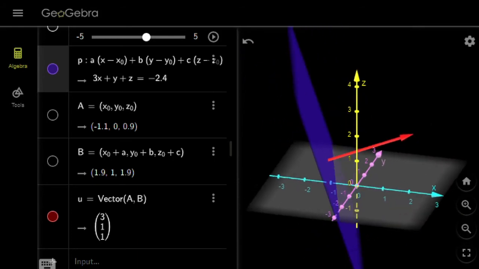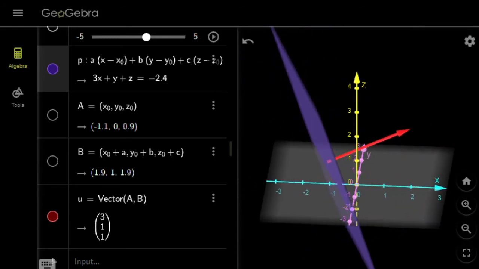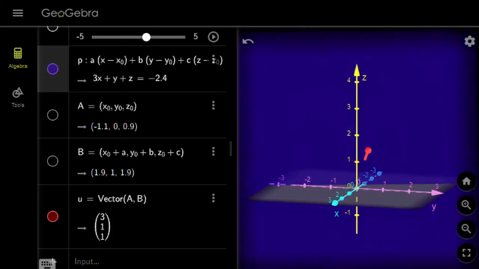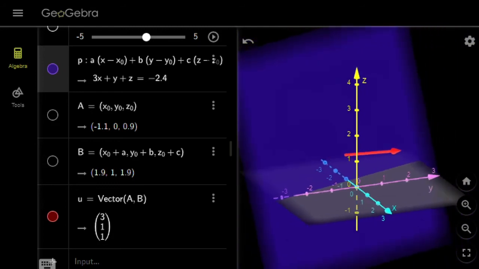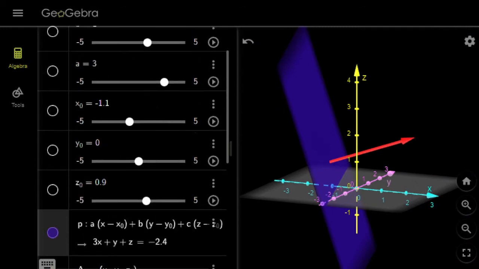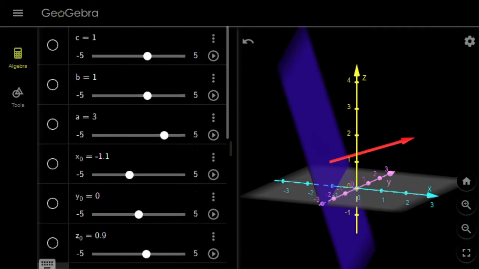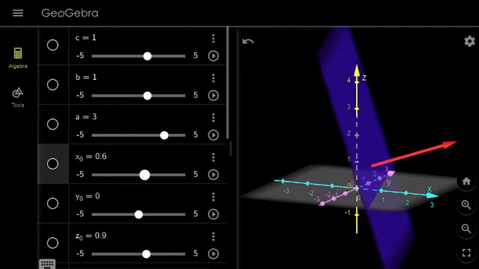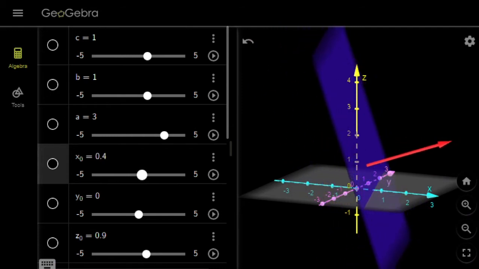So if you look at the coordinate axes here, you can see that there is a plane and there is a vector pointing out of the plane. And so if I play around with these sliders, we can see what each of these parameters does to the plane. I'm going to play with x naught, y naught, and z naught first because I think that's the most straightforward thing. X naught slides the plane around left and right.